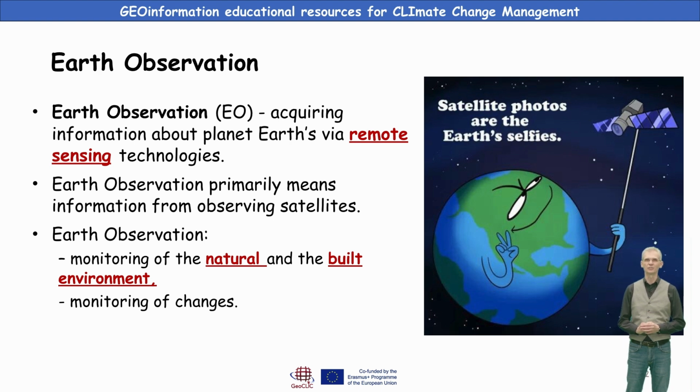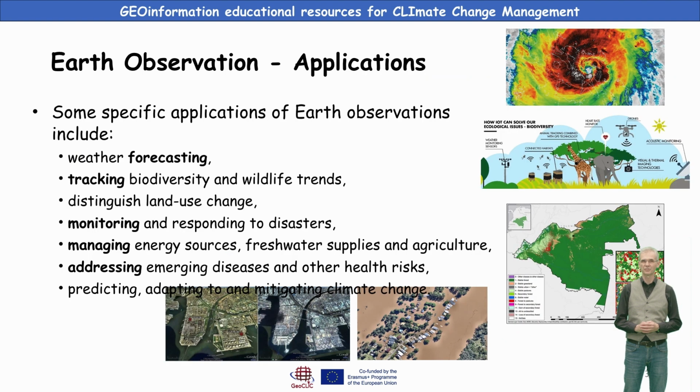As part of Earth observation activities, monitoring of individual objects or phenomena on the Earth's surface is carried out. Their changes in time and impact on the environment are also observed. You probably know many Earth observation applications, such as weather forecasting, an activity that is hard to imagine without satellites nowadays, tracking biodiversity and wildlife trends, distinguishing land use change such as deforestation or urbanization, monitoring and responding to disasters like floods, earthquakes and tsunamis, and managing energy sources, fresh water supplies and agriculture.